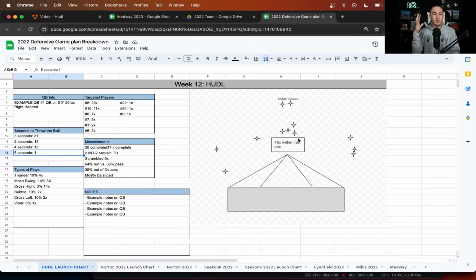Okay, so this is where I'm starting to formulate my blitz plan based off of how many seconds it is to throw the football, but also where the quarterback is throwing the ball in relation to the pocket. Again, we'll take a look at the top pass plays and insert them into the bottom left. That way the kids can see it.